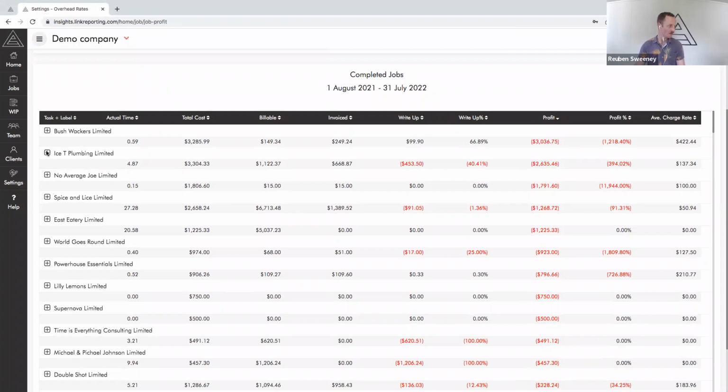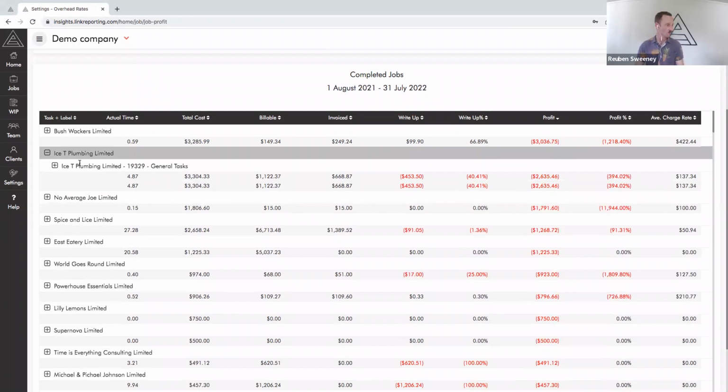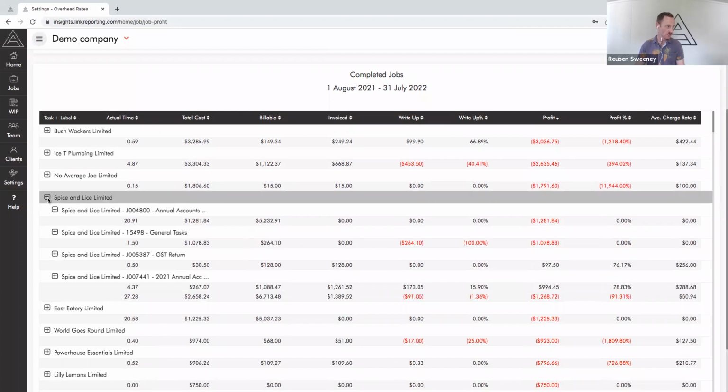Good question. We have one job for this client. I'll see if I can find an example that's got more than one. Spice and Lice, 4 jobs completed in that period for this client. We can see one particular job here. Actually, 2 of these jobs don't have invoices. Obviously, the data is not great.